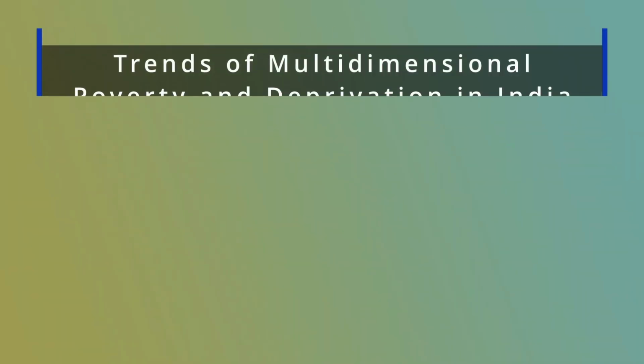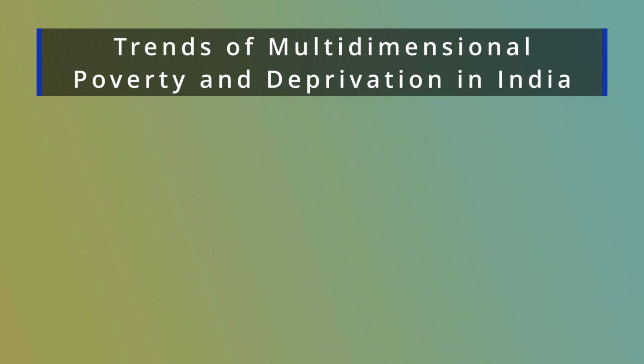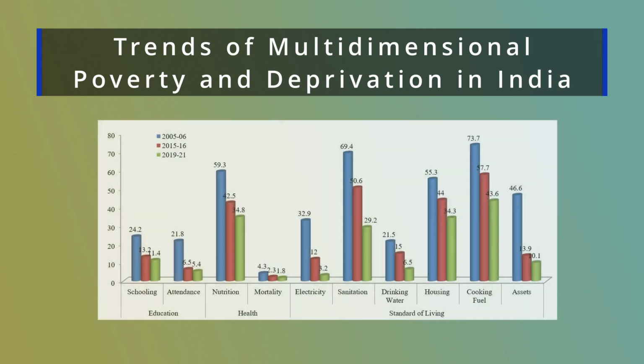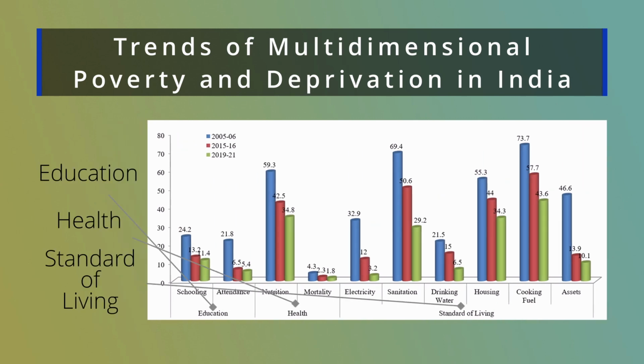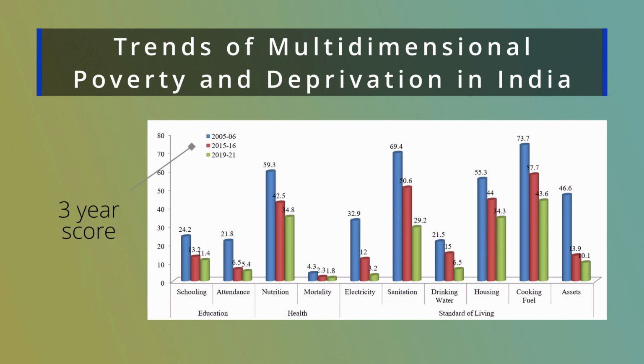And now we explain the trends of the multidimensional poverty and deprivation in India. First we consider the status as well as trends of the deprivation across different indicators of the multidimensional poverty. Here we have considered 10 indicators under 3 dimensions: education, health and standard of living. And for each of the indicators, we have calculated the deprivation score for 3 years: 2005-6, 2015-16 and 2019-21.